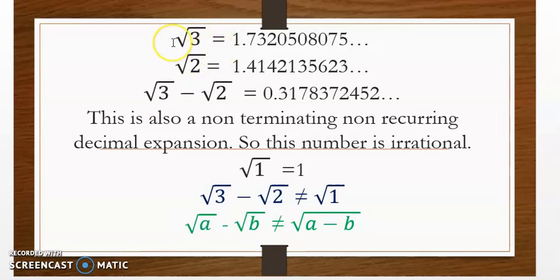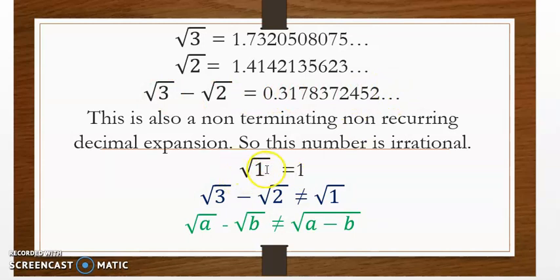Next, let us look at subtraction. Again we have the decimal expansion of root 3 and the decimal expansion of root 2. Now root 3 minus root 2, you can verify this using a calculator again. This is also a non-terminating, non-recurring decimal expansion, so this is an irrational number. So when you subtract two irrational numbers, the answer is again an irrational number.